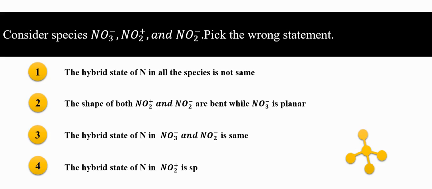Second option, the shape of both NO2 plus and NO2 minus are bent while NO3 minus is planar. Third option, the hybrid state of nitrogen in NO3 minus and NO2 minus is the same. Fourth option, the hybrid state of nitrogen in NO2 plus is sp. So we'll discuss in detail.